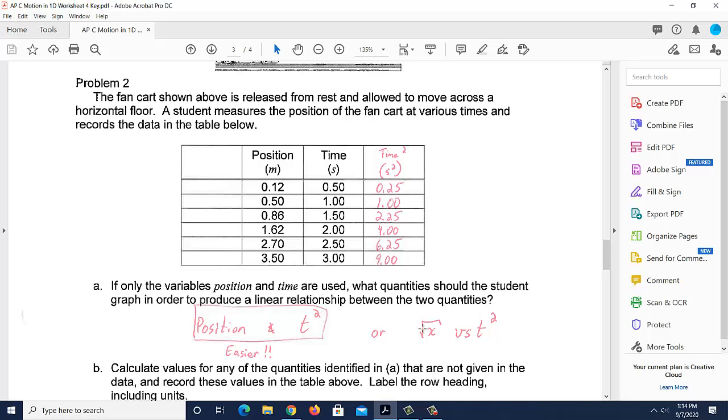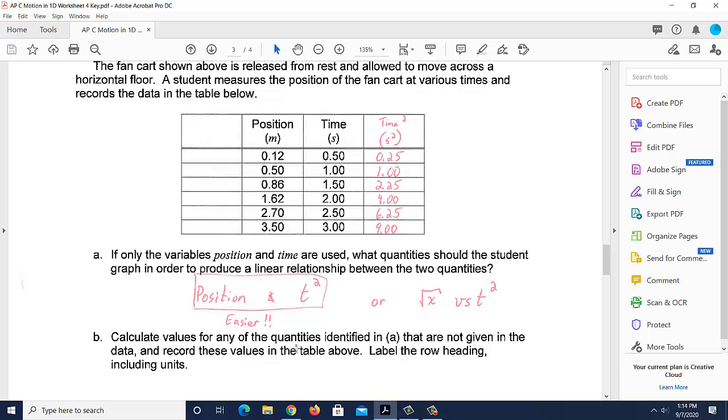Or you could do this, but that's harder, right? So they're going to make an assumption here that you know what you're doing. Yes, if you have time, you could quickly sketch out a graph here, but hopefully you don't need to. You recognize the kind of motion that's going to come, and you know how to linearize it. Note again, it says quantities, so I need to list both. If I don't list both, I won't get the full point.